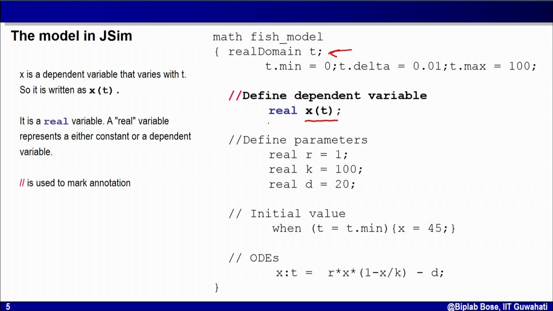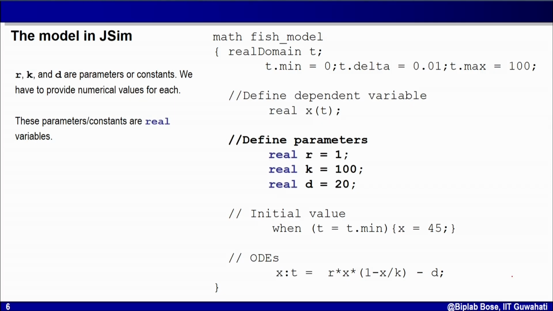And remember, I have written real before it, so it is a tag that represents that it is a real dependent variable. You can see these double hash marks. These marks are used to tell JSim that the words written after these are not instructions but annotation. Annotating your code is a good practice so that you can understand why you have written a particular instruction, and somebody else looking at your code can also understand the meaning and purpose of a particular code block. So annotation starts with these double slashes.